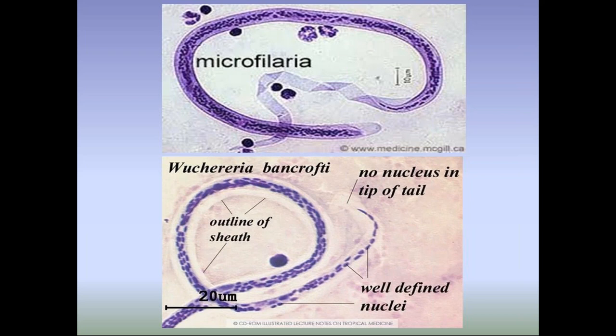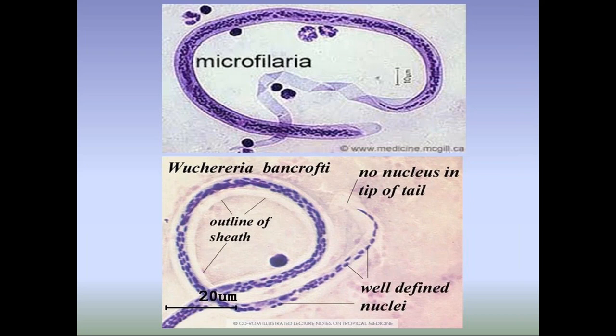The other area where nuclei are absent, the second part, is the nerve ring. And the genital cells are also there in the larval form. Please, all of you, draw the diagram: microfilaria larva of Wuchereria bancrofti. It is a sheathed larva.